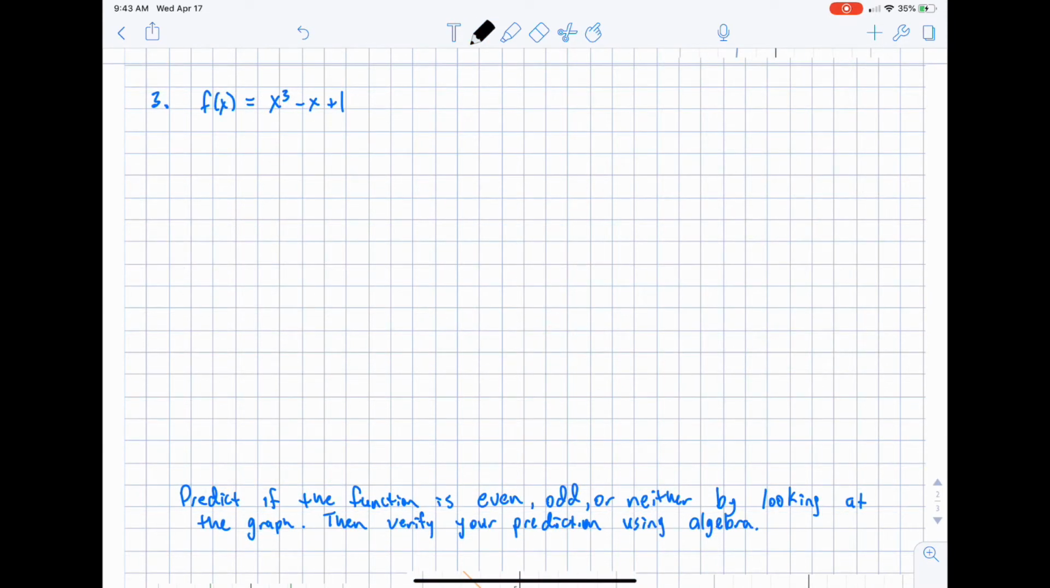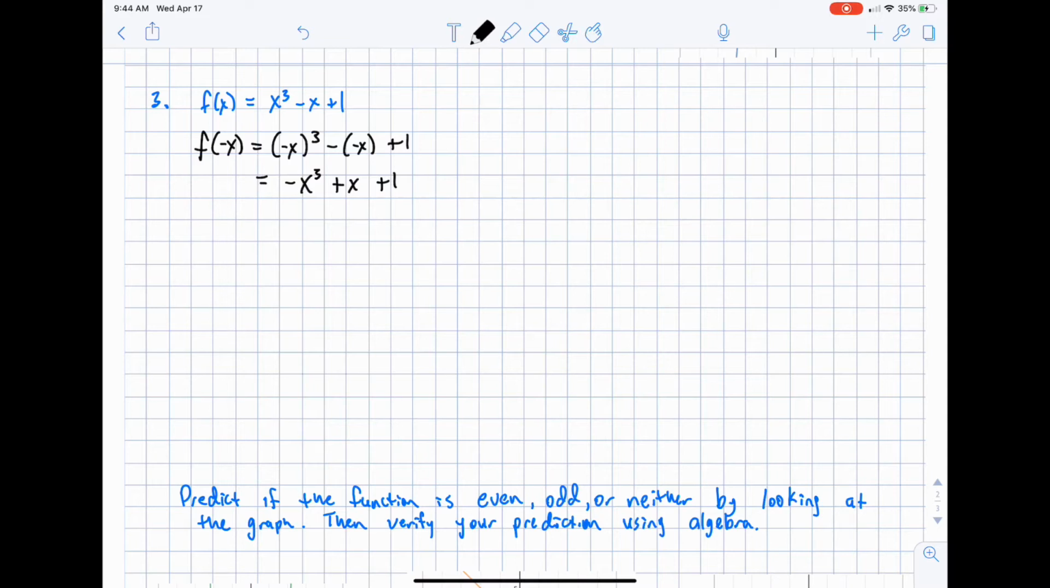Now let's take a look at number 3. So again, we'll do the same test. We'll find f of negative x. So I get negative x to the third power minus a negative x plus 1. So negative x to the third power is a negative x cubed, minus a negative x becomes plus x, and then we have a plus 1.